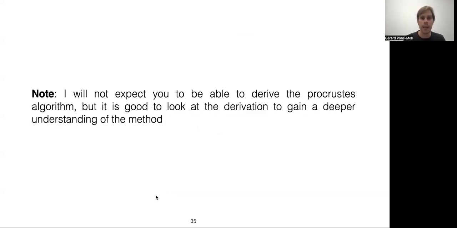And yeah, I don't want you to be too scared about this. I will not expect you to be able to derive the Procrustes algorithm in the exam, but it's good to look and understand the derivation, because like this, you will gain a deeper understanding of the method and of the properties. For example, what is the optimal rotation from one shape to another? Does it depend on the scale? Does it not depend on the scale? To align the shapes, do I care about something more than the centroids, or do I not care about anything else than the centroids, and so on?